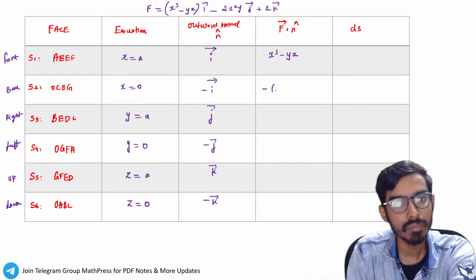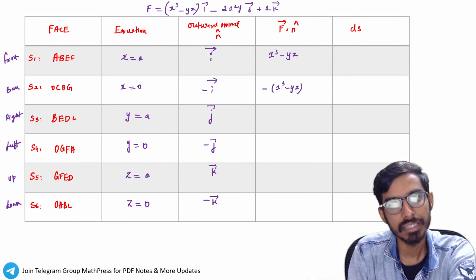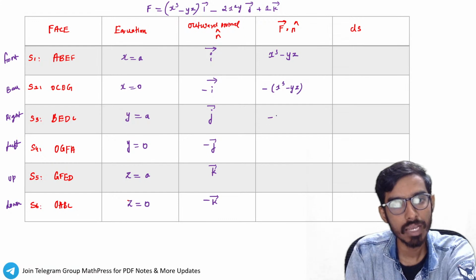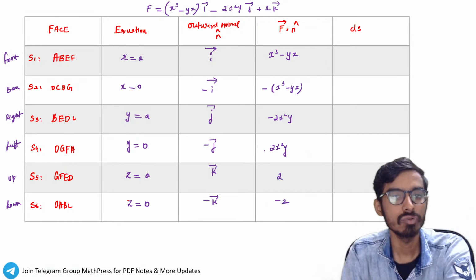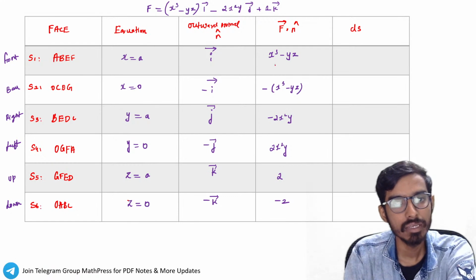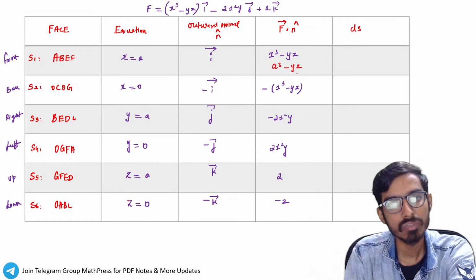If you make a dot product with minus i, we will have minus x cube plus yz, and then you make a dot product with j, we will have minus 2x square y. And if you make a dot product with minus j, we will have plus 2x square y, and this will be 2, this will be minus 2. And you can also replace x equal to a, so we will have a cube minus yz, and this will be minus of, sorry, here x is 0.